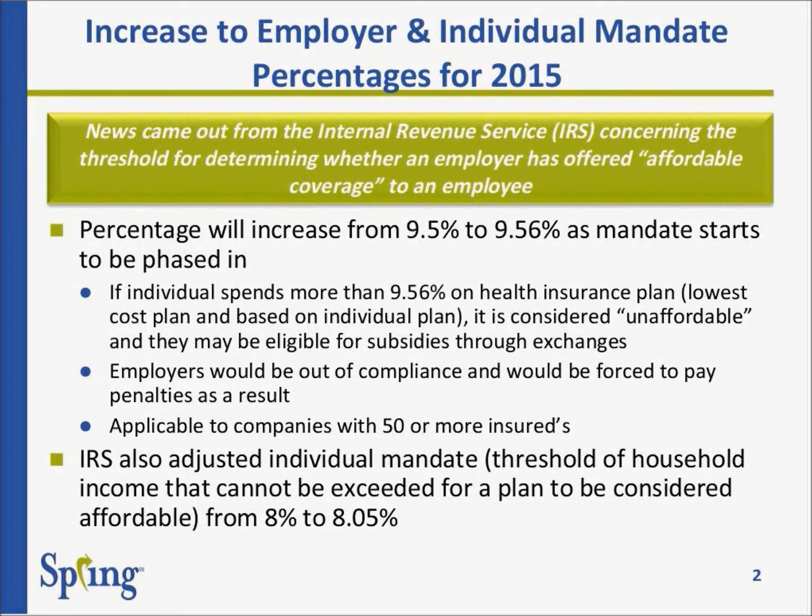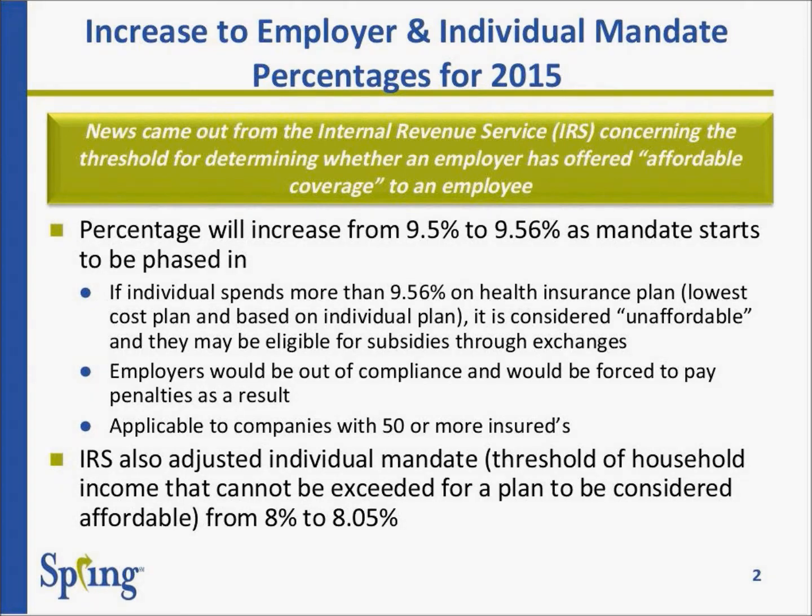Basically, an individual has to look at a couple of different factors, and usually the plan administrator and the broker would work together to come up with a spreadsheet outlining what the cost would be. You take the employee's annualized income, and it's divided by the cost to the employee based on the lowest cost plan offered by the employer.